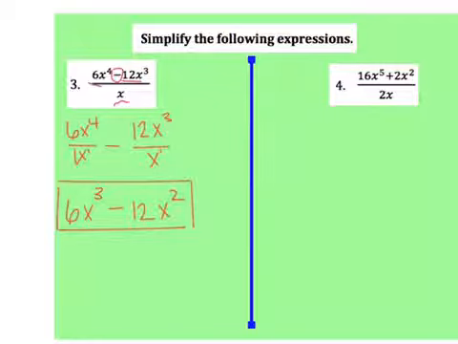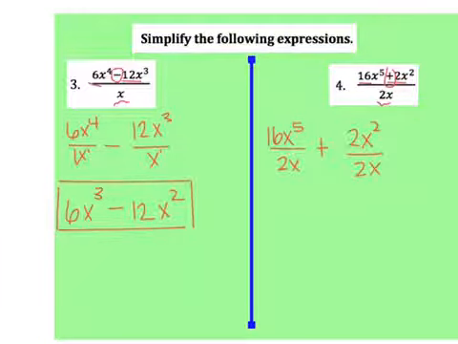Number 4 then, same idea. I have two terms on top, and I need to split it up and divide each of those by the monomial on the bottom. So I'm going to have 16x to the 5th divided by 2x plus, because this time it's a plus sign, 2x squared divided by 2x.